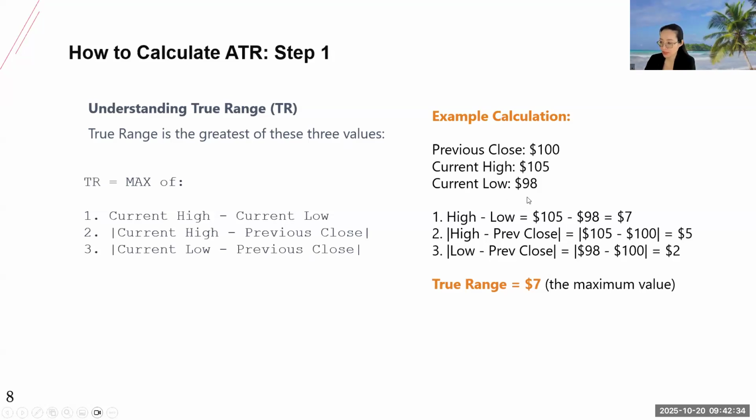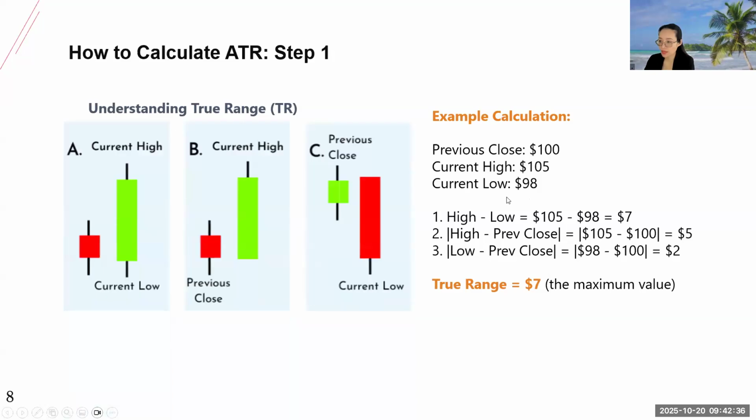So this is an example, and how are we going to read that here? The current high is this one, the current low is this one. B is the current high minus the previous close. These are open, these are close. The third one, C, uses the current low, which is this one, minus the previous close, which is here, the close on top.